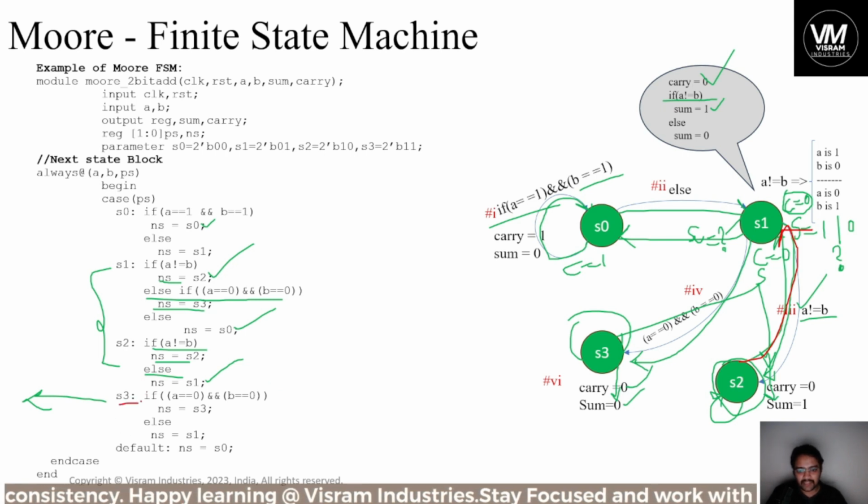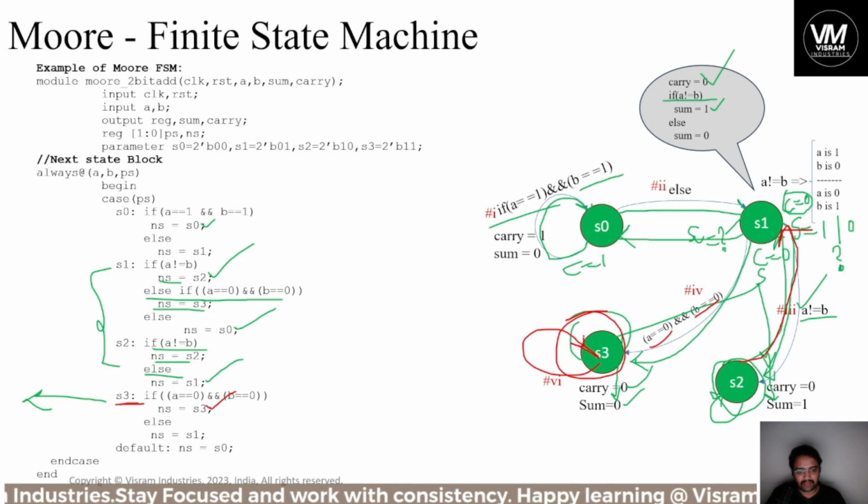Likewise, in the S3, what is the condition? A is equal to 0 and B is equal to 0. And if A is equal to 0 and B is equal to 0, we are thinking of next state can be S3. Next state can be S3, or else you should be taking to the S1 at the initial state. Else S1.